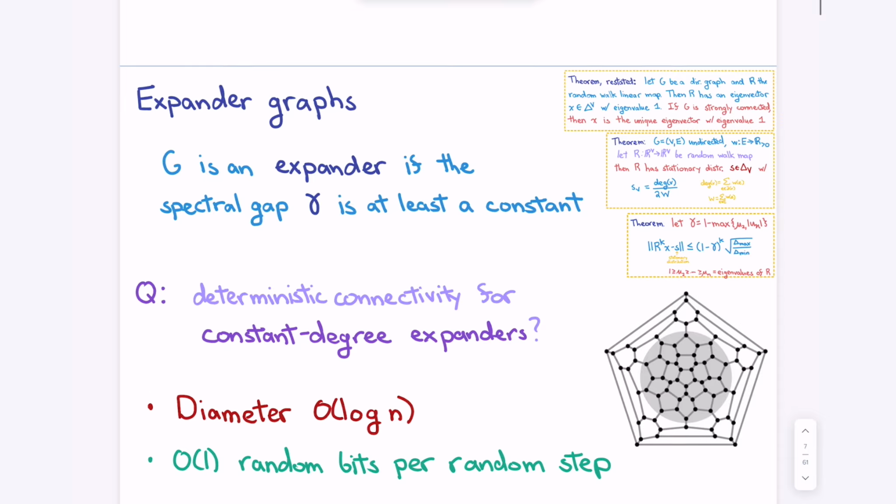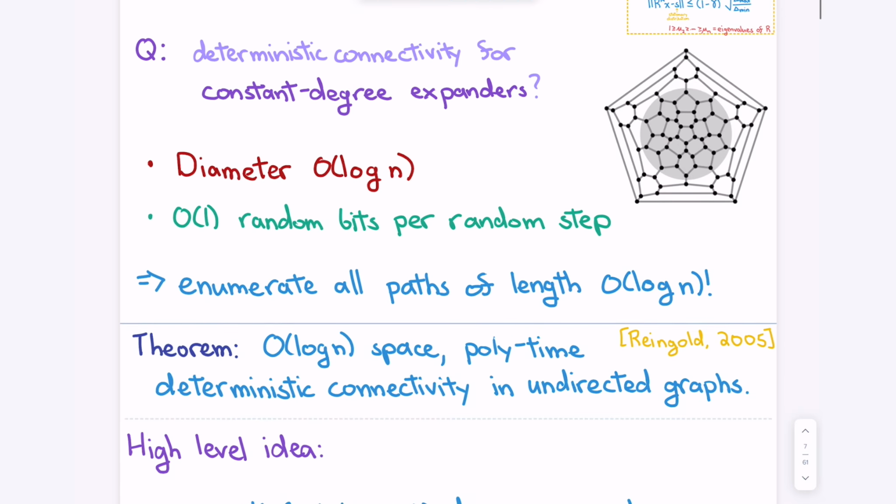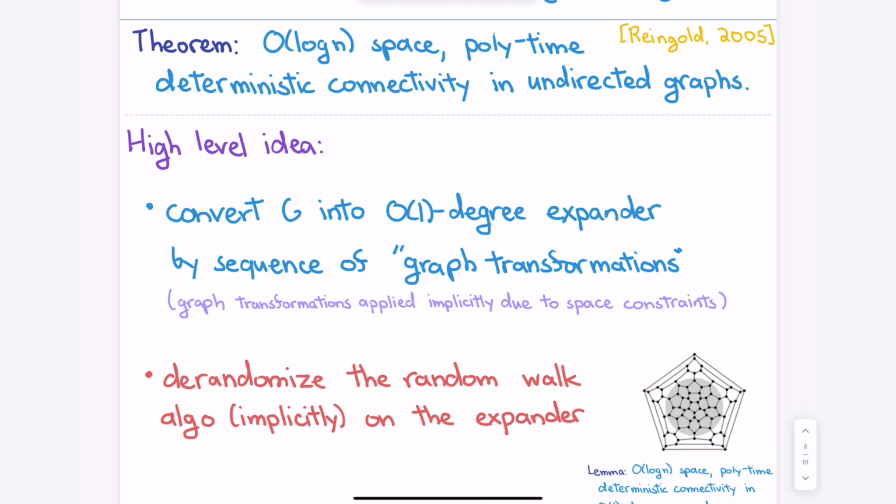So today, these are all the expander stuff. I guess I should have shown this along the way. But again, this was our strategy. We took G, turned it into a constant degree expander, and then you just did the silly expansion strategy.